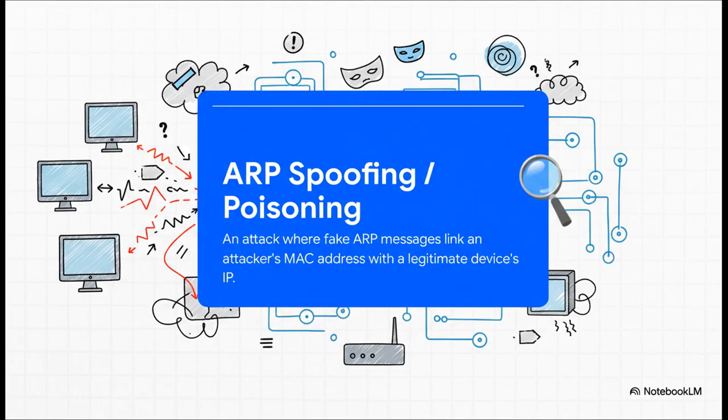Well, that's when you get something nasty called ARP spoofing or ARP poisoning. Basically, an attacker on your network starts sending out fake ARP replies. They'll tell your computer, hey, you know that router you're trying to talk to? Yeah, that's me. Here's my MAC address. And because ARP is built on trust, your computer just goes, okay, and updates its cache with this totally bogus information.